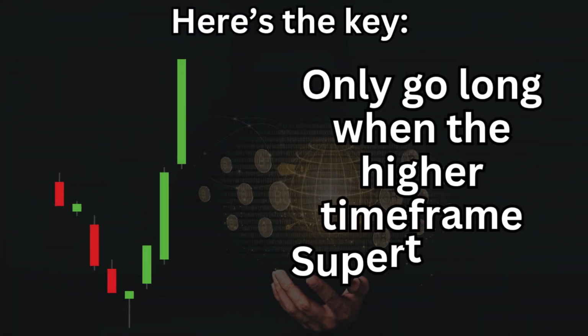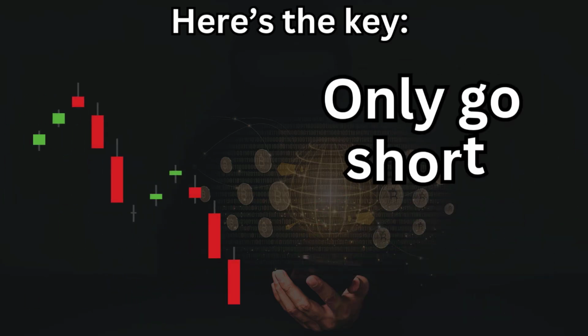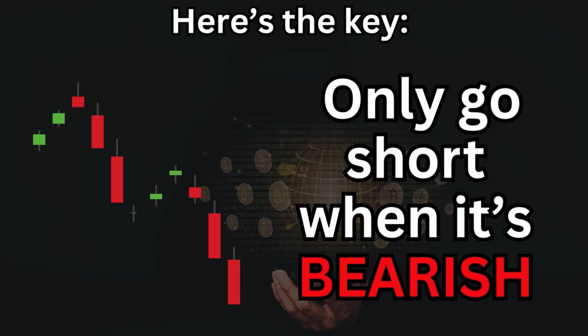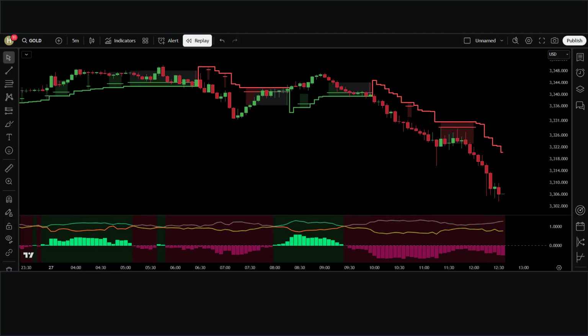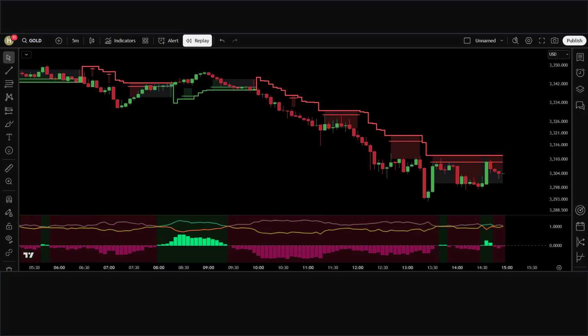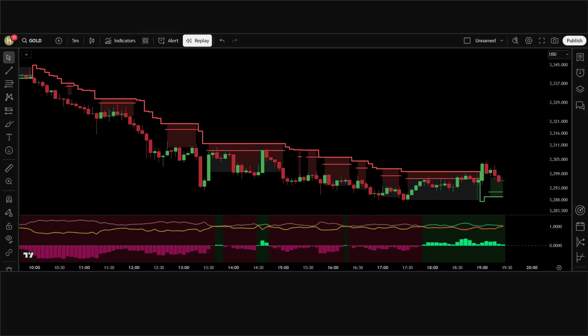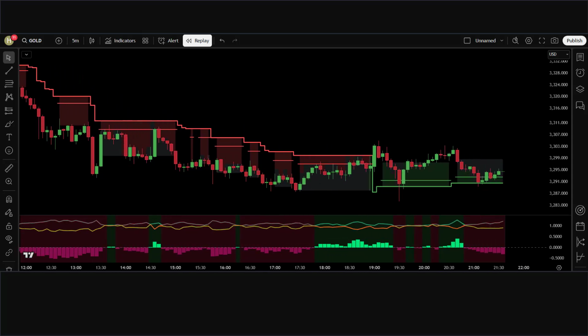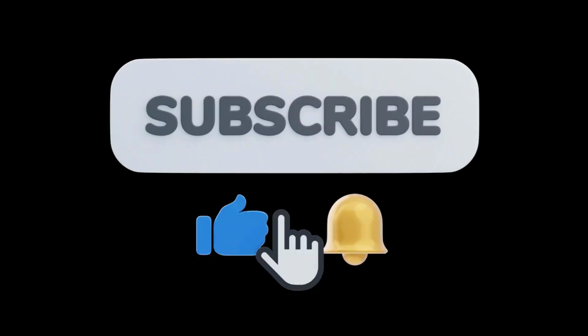Here's the key. Only go long when the higher timeframe Supertrend is bullish. Only go short when it's bearish. By aligning with the bigger trend, this setup filters out noise, reduces false signals, and helps you stay in profitable trades longer, perfect for intraday or swing trading. If you're tired of choppy markets throwing you off, this could be a game changer.